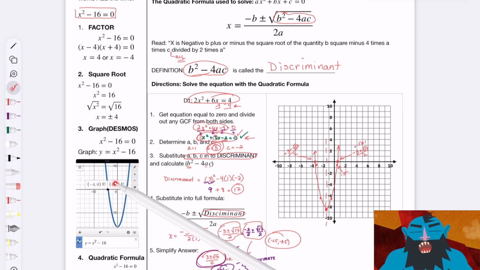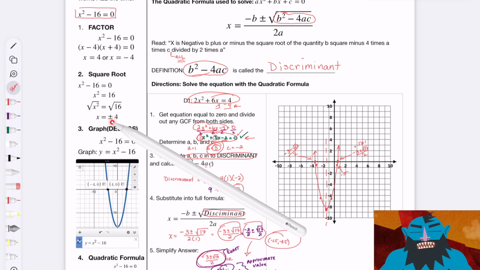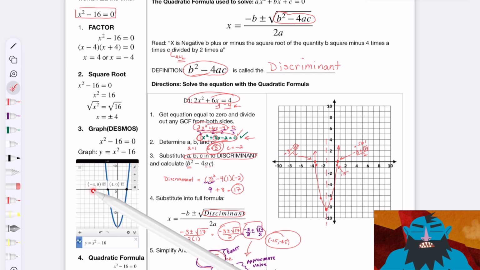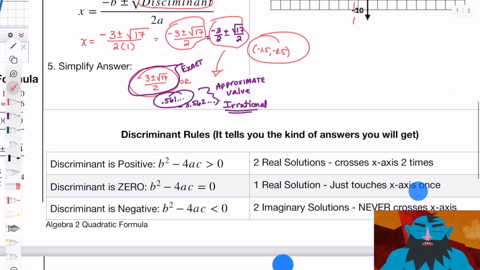I shouldn't say that. Graphing doesn't work when your answers are irrational. So these are all nice rational answers. They don't have those radicals and those decimals that go on forever. So here we could just graph it and look at the x-intercepts and find our quad formula. So 4 different ways to solve our problems. And now finally, at the very end here, the discriminant.